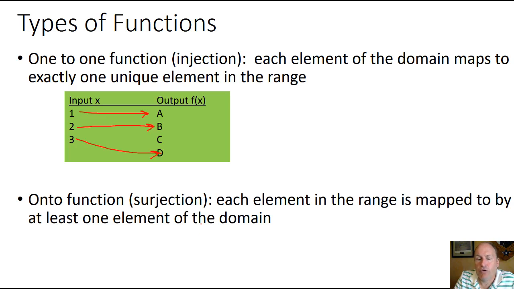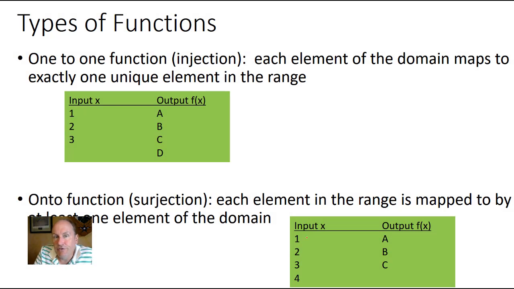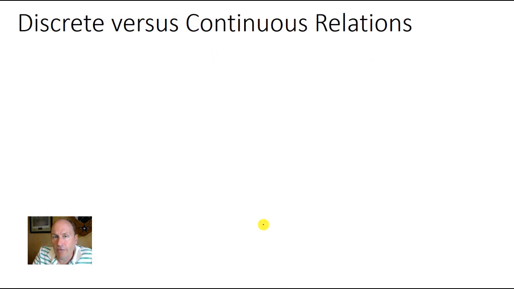An onto function, or a surjection, is one where each element in the range is mapped to at least one element of the domain. So let's look at a mapping that is an onto function. If element 1 maps to A, element 2 maps to B, and both elements 3 and 4 map to C, then this is an onto function because every element in the range is mapped to by at least one element in the domain. That's an onto function.